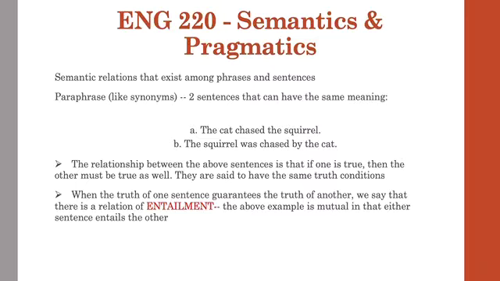And we're really talking about terms of truth conditions. So if one sentence is true, it means the other must be true as well. They're said to have the same truth conditions. So the same reality applies to both sentences. When the truth of one sentence guarantees the truth of another, we say that that relationship is called entailment. And when it's paraphrased, it's mutual entailment. So mutual means it's the same both ways. Kind of like I have a mutual friend with somebody else. It means that person is the friend of both me and this other person. It's the same.